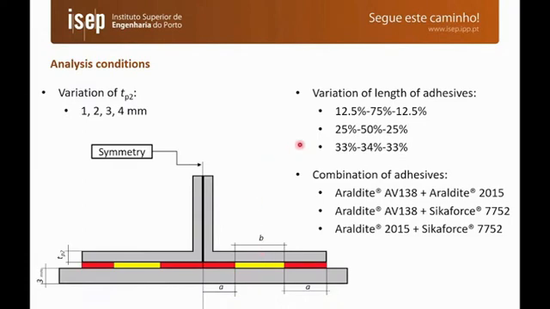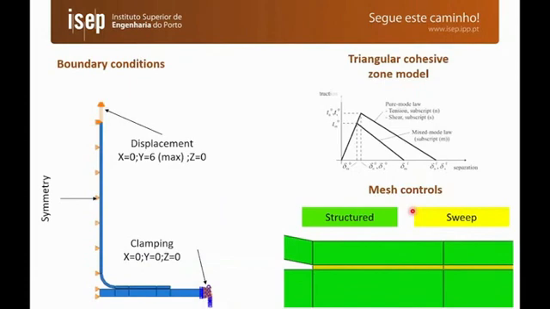We are going to consider 3 cases of length variation. The red part can be 12.5%, 25 and 33% of the whole overlap. And we have different combinations of the adhesives, always with the more ductile adhesive at the edges, so that we try to uniformize the stress distributions. Here we can see the boundary conditions in the numerical models and the triangular cohesive zone model that we are going to test to assess the strength of the joints.